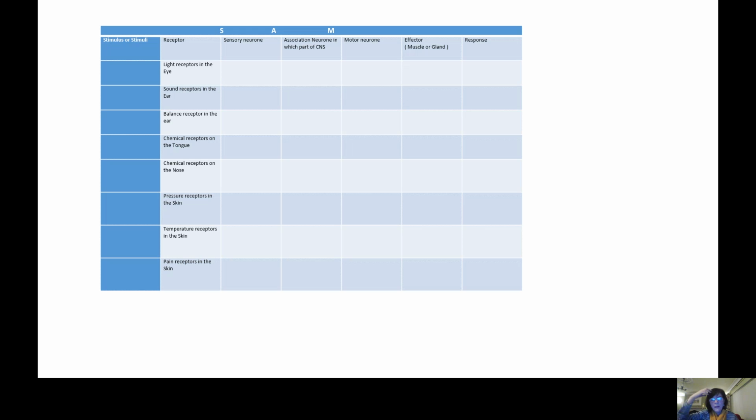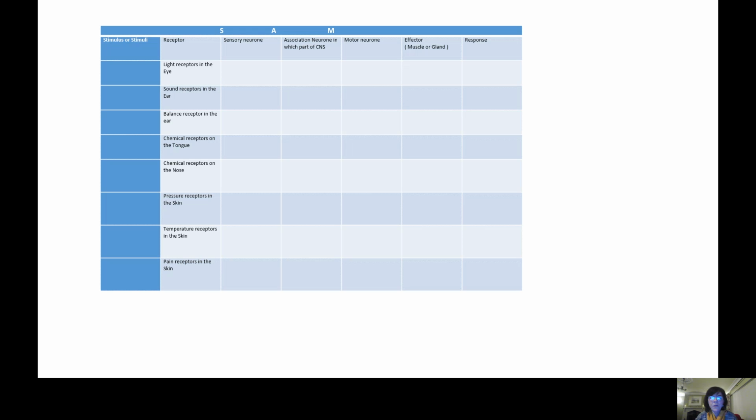The impulse goes back down from your brain to your eye, to your iris, the muscles in your iris, along a motor neuron. So you write motor neuron in here. To the muscles in your iris, you write in here. What is the response? Your iris gets bigger. When the light shines, your iris gets bigger and covers over the pupil. Or whenever it's dark, the iris opens up to let more light into your eye. So that's the first one.